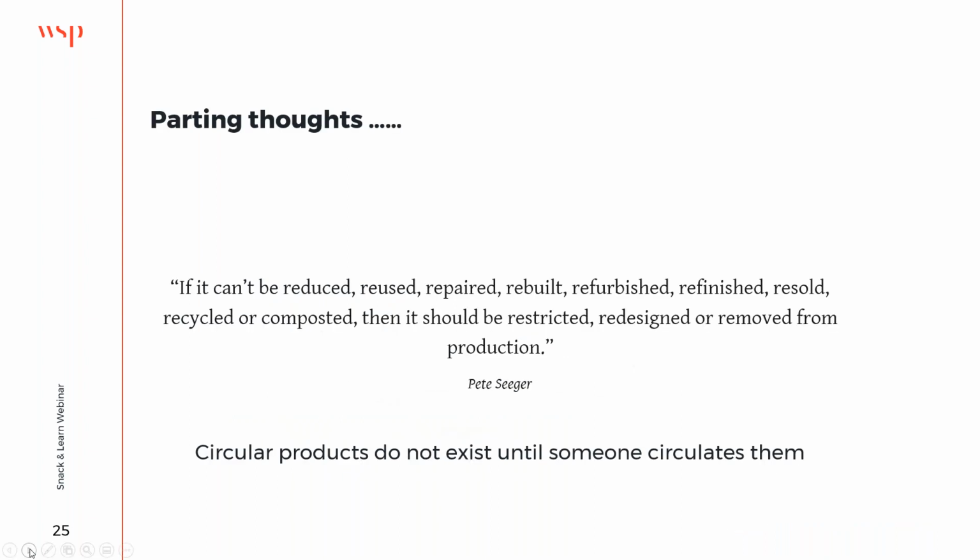So just as a parting thought, you've got two thoughts here. One is from Pete Seeger, who was a classical guitarist and was not necessarily happy, as I understand, when electric guitars came in. His view was that if it can't be reduced, reused, repaired, rebuilt, etc., then it should be restricted, redesigned, or removed from production. And that's partly where we're looking at it from the circular economy point of view.